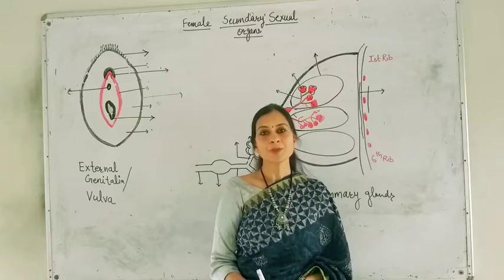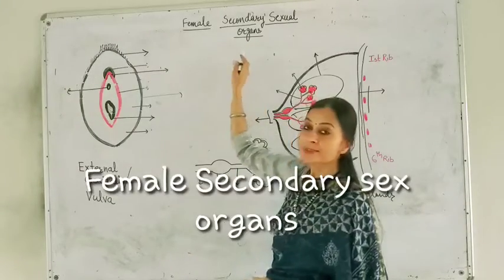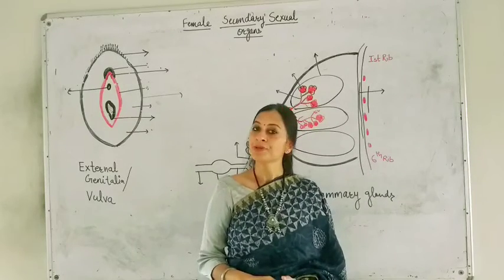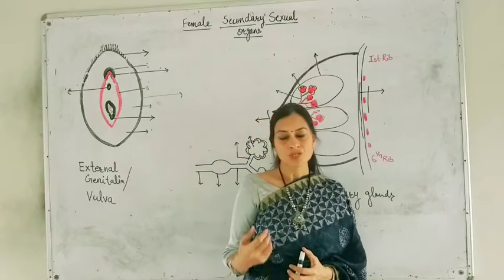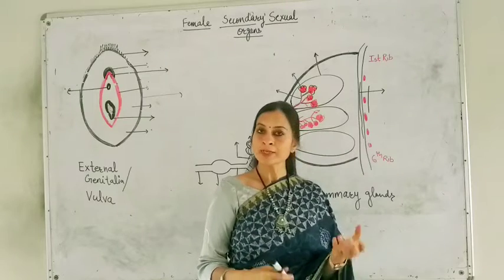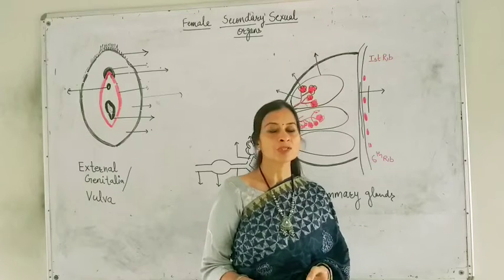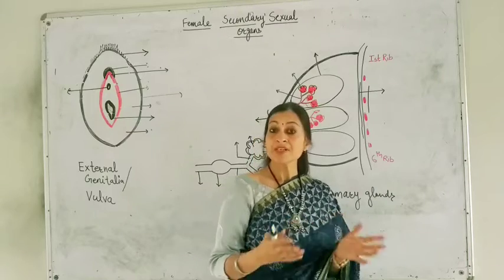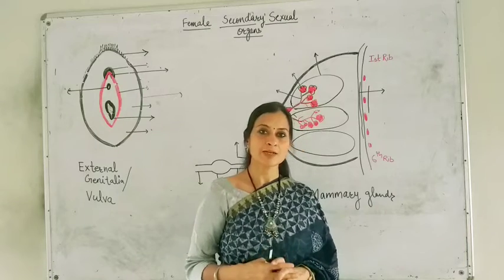Dear students, in today's lecture, we are going to study the female secondary sex organs or the accessory sex organs. In the previous lecture, we discussed how the internal structure of the reproductive system looks, and you know that it consists of the primary sex organ, the ovaries, two tube-like structures, the fallopian tubes, or you can call it the oviduct, a pear-shaped structure, the uterus, and two tubular structures, the cervix and the vagina.